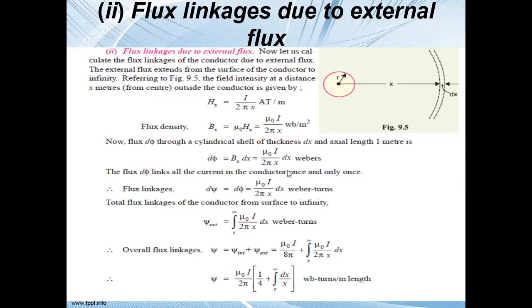So now our objective is to calculate the total flux linkage. The total flux linkage we will calculate from the surface of the conductor to infinity. So psi external will be integration r to infinity of mu naught into I by 2 pi x into dx. The overall flux linkage is calculated as psi internal plus psi external. The internal flux linkage we have already calculated, that is mu naught into I by 8 pi, plus integration r to infinity of mu naught I by 2 pi x into dx. So mu naught into I by 2 pi into 1 by 4 plus integration r to infinity of dx by x. So the total flux linkage is calculated with the help of this particular formula.